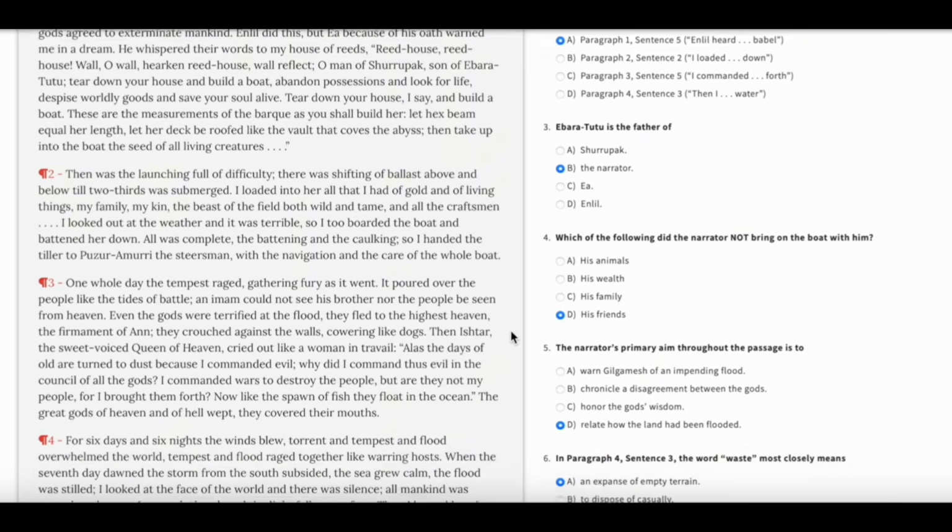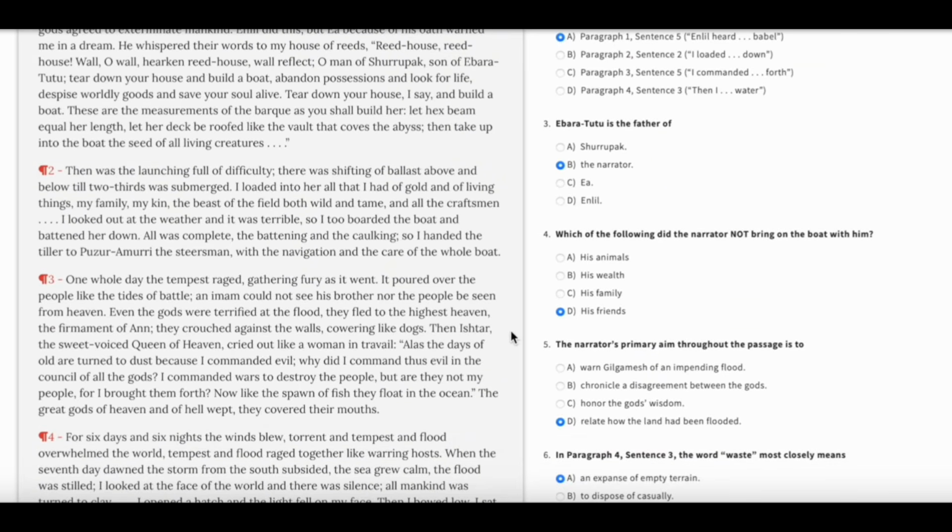In paragraph 3. Yep, I'm there. Then Ishtar, the sweet voiced queen of heaven, cried out like a woman in travail, right? So who is Ishtar? So it is a queen of heaven. What else do we know about her based on the passage here? In that paragraph, what else do we know about her? She's upset about the flood happening. Yeah, clearly. Very upset about the flood happening.